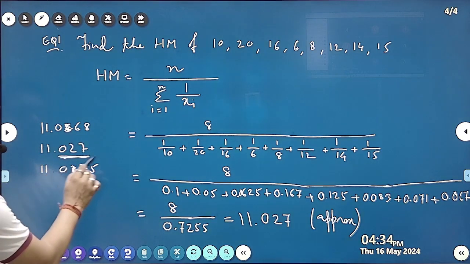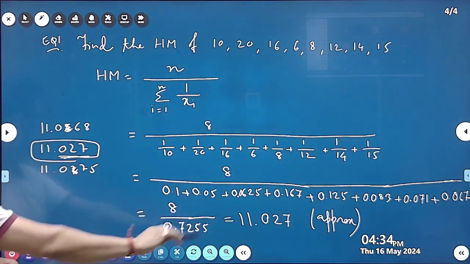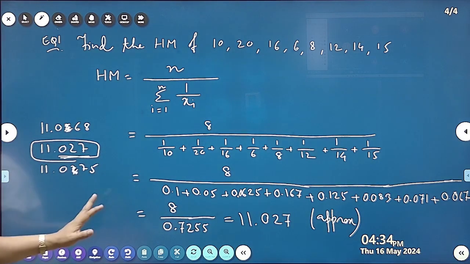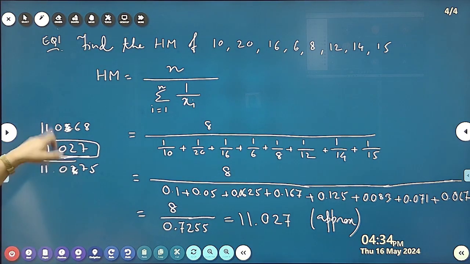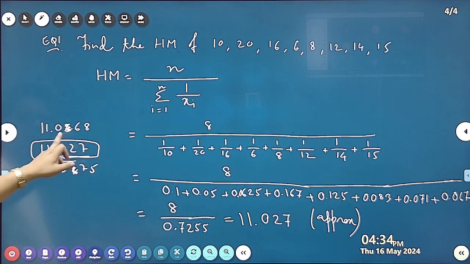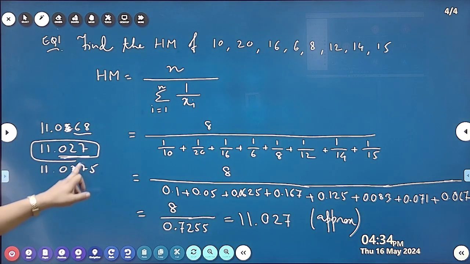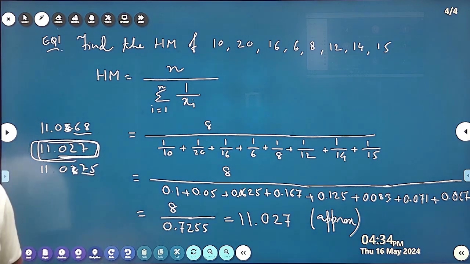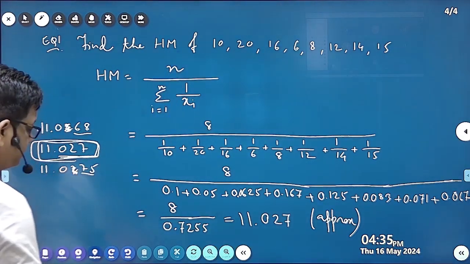Very close value, like our answer is now 11.027. You will get 11.0278. Okay. Very close values generally don't come. So 11 point something will come maybe. Okay. So far values will come, suppose 68, 75. So we can have this option for that. Clear? Done? All right. So now I have explained the first step where the frequencies are not there.